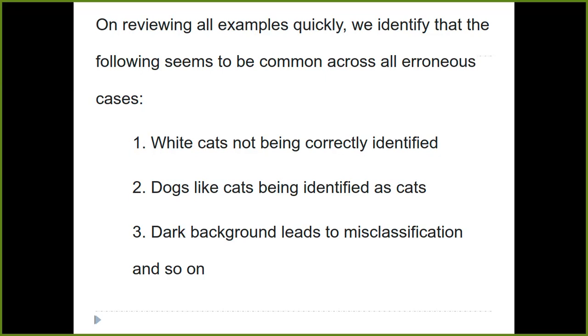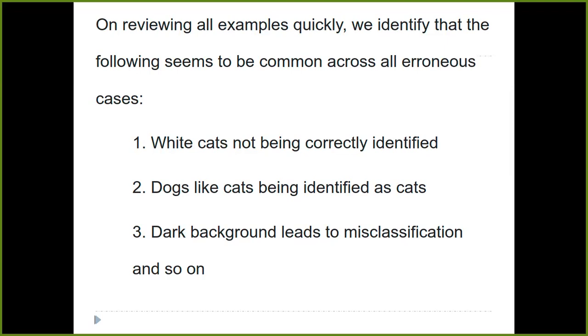On reviewing these examples, we identify that the following seems to be common across erroneous cases. White cats are not being correctly identified. So whenever there is a white cat, we are unable to check whether that is a cat or a dog or belongs to some other category. Okay. So here, white cats are not being correctly identified. That can be one problem.